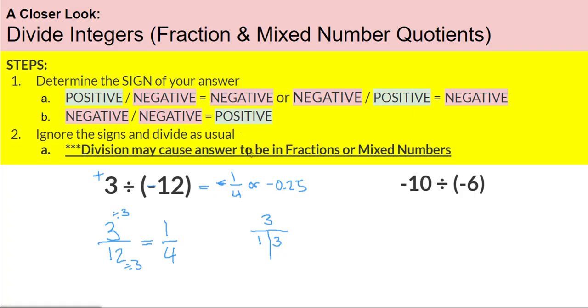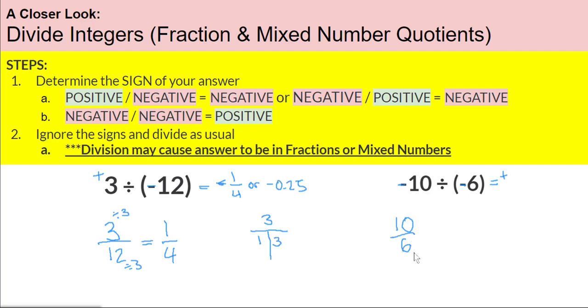Try the next one by yourself now. Pause the video, see if you can do it. All right, first question. Is your answer positive or negative? It should be positive. I have two negatives, -10 divided by -6. That will make it positive. So what I'm going to do now is write it as a fraction. 10 divided by 6. Forget about the signs. 10 divided by 6.